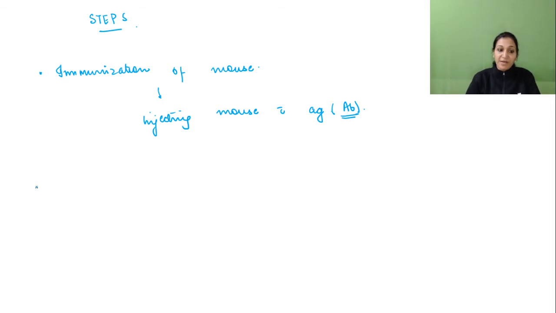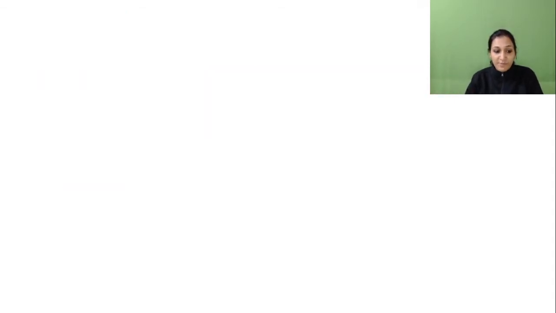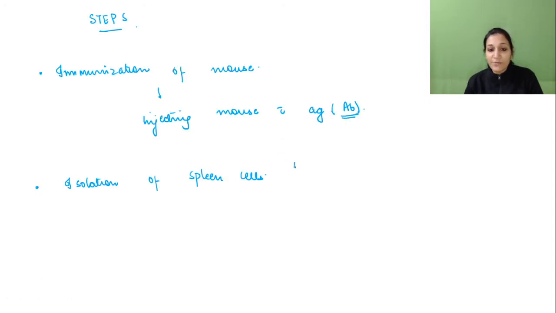After that, when we have actually immunized the mouse, it will have an immune reaction. So now we need to get those cells which are having the sensitivity towards this particular antibody. So another step is isolation of spleen cells. The cells which will be further responsible for production of the antibodies are the spleen cells, right? So spleen cells would be isolated.